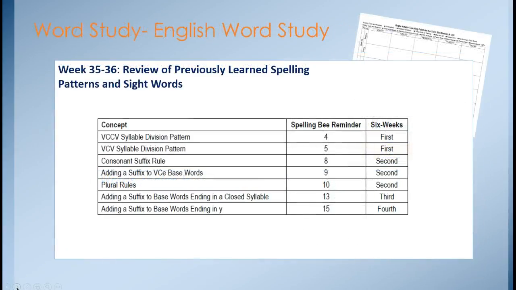Weeks 35 and 36: review of previously learned spelling patterns and sight words. So take a look at the first 6 weeks, second, third, fourth. Here are some very important patterns that kids really need to know. So really take a look at whether they have these in place and have mastered them.